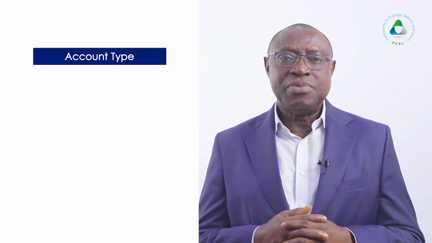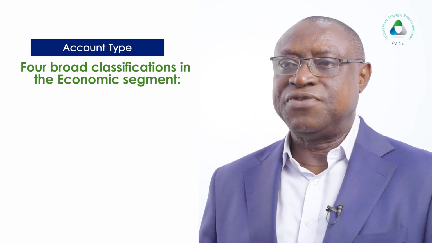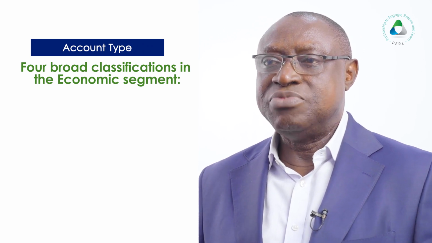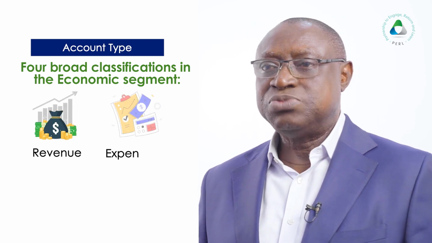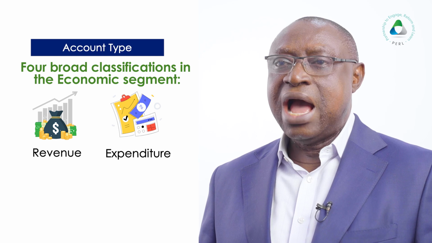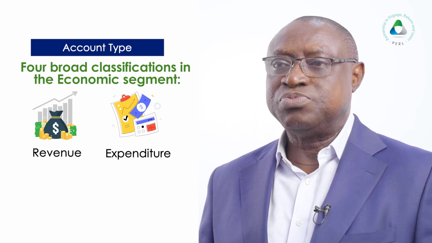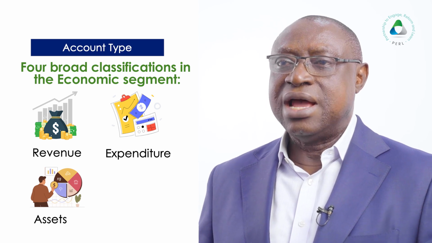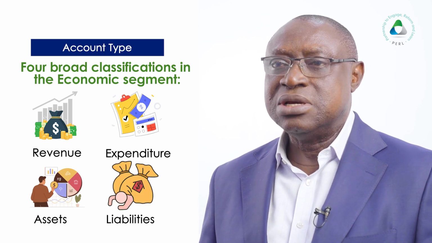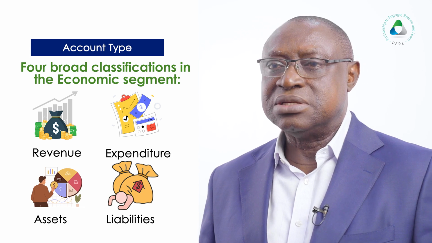At the account type level, there are 4 broad classifications in the economic segment. 1, revenue. 2, expenditure, which is the outflow of funds. 3, assets, which is the stock of assets. And finally 4, liabilities, which is the stock of liabilities.